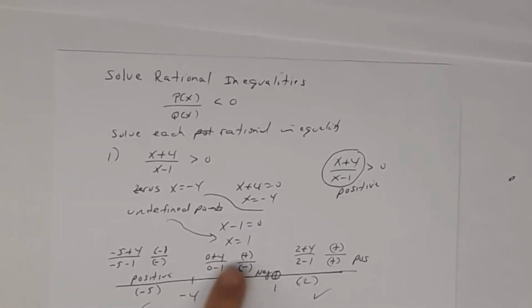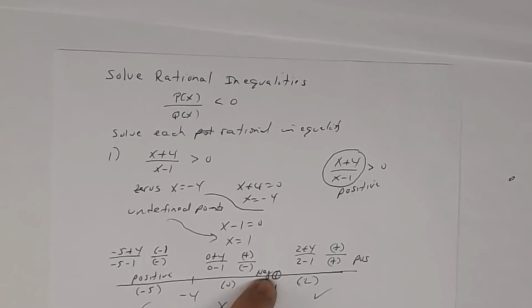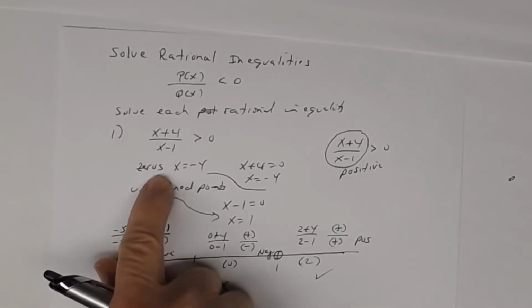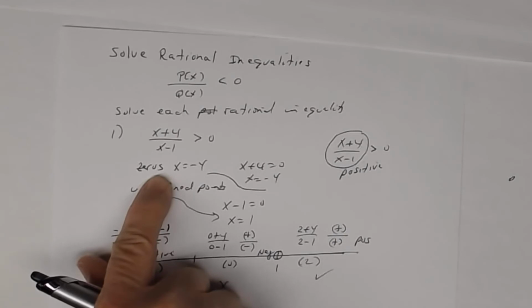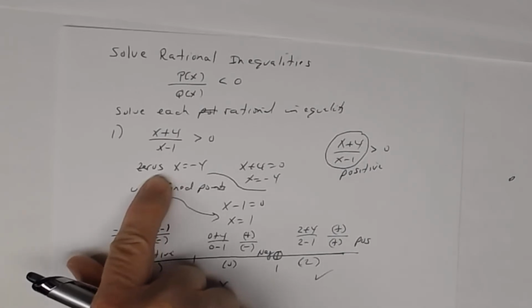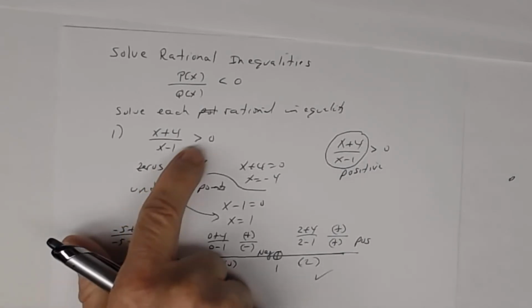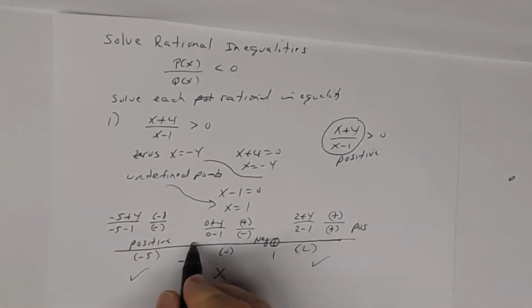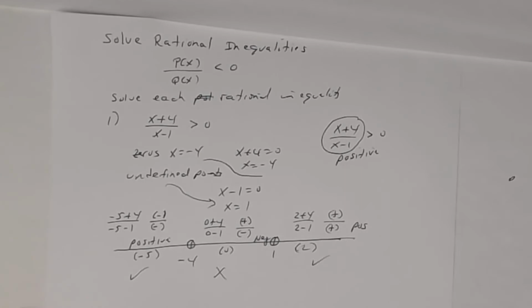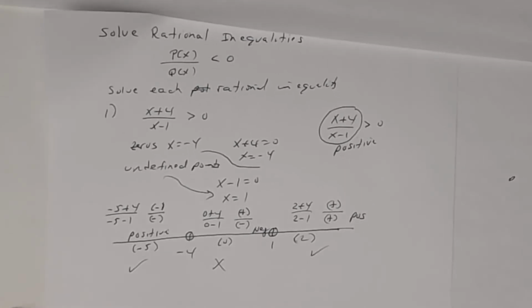So, undefined points are always going to be an open circle. It's not a solution. Zeros depend. A 0 is a solution, but it depends on whether there is an equal sign here or not. Since there's no equal sign, it is going to be an open circle. Okay? All right, and so you're almost done.